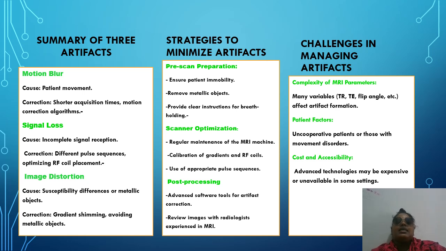As you can see, for strategies to minimize artifacts, pre-scan preparation is very important. Ensure patient immobility. Remove metal objects. Provide clear instructions for breathing and the patient procedure. Scan optimization: regular maintenance of the MRI machine, calibrate the gradient and RF coil, use a proper pulse sequence, use advanced software tools for artifact correction, and review images with the radiologist's experience.